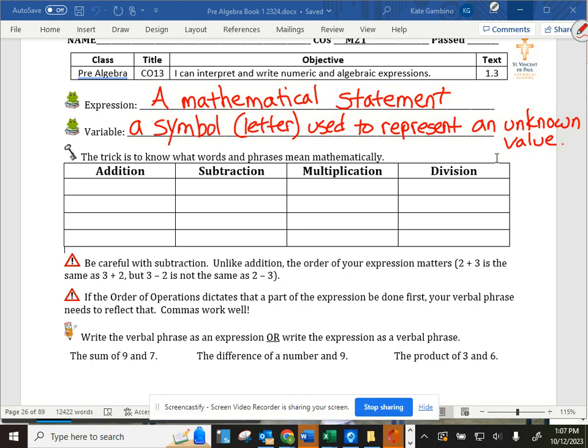So the trick is to know what words and phrases mean mathematically, because we're going to be doing word problems, and we're going to have to figure out what math those word problems are telling us to do. So it's not going to say multiply. It's going to use other words, and we have to know, oh, that means I need to multiply.